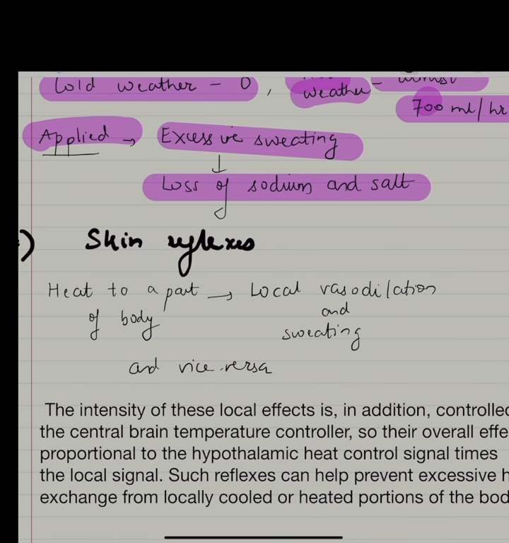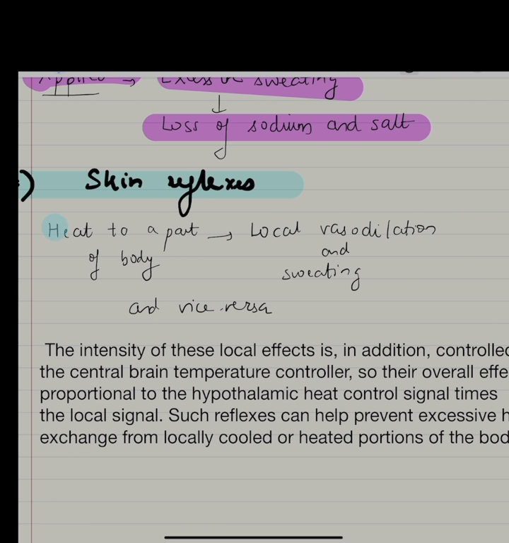Now let us see the last one, that is skin reflexes. Heat to one part of the body causes local vasodilatation and sweating, and this occurs vice versa. The intensities of these local effects are, in addition, controlled by the central brain temperature controller, so their overall effect is proportional to the hypothalamic heat control signal times the local signal. Such reflexes can help prevent excessive heat exchange from locally cooled or heated portions of the body.